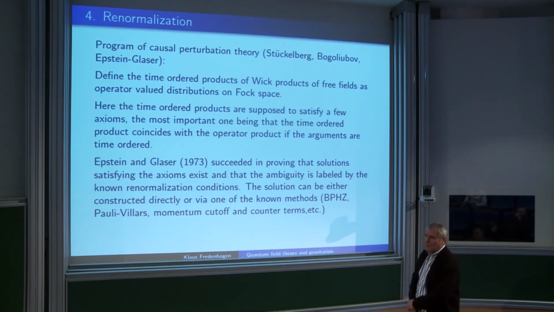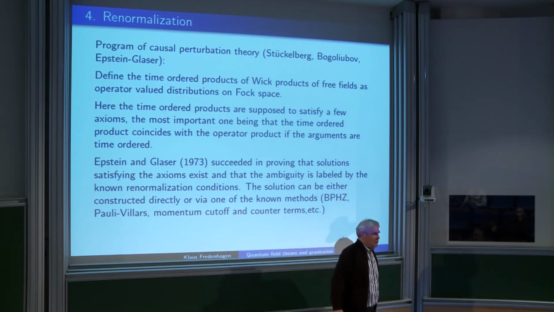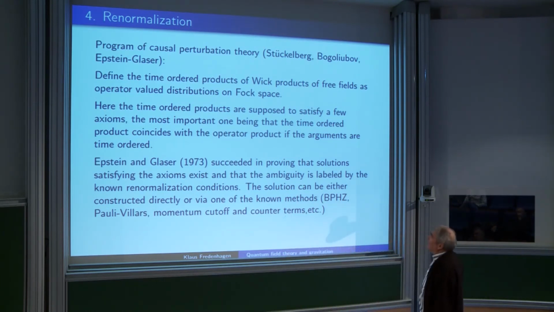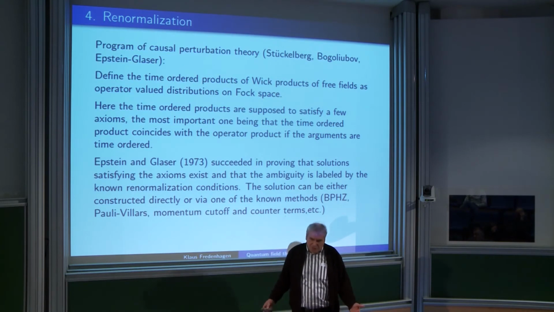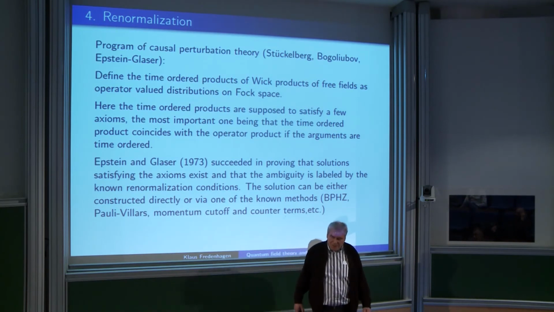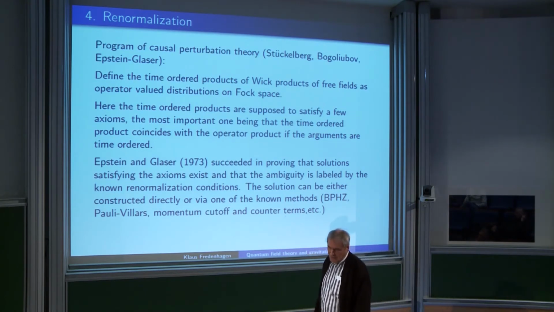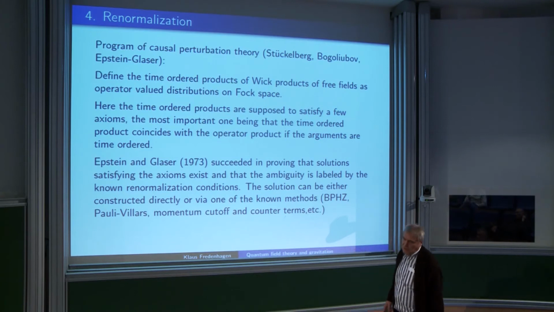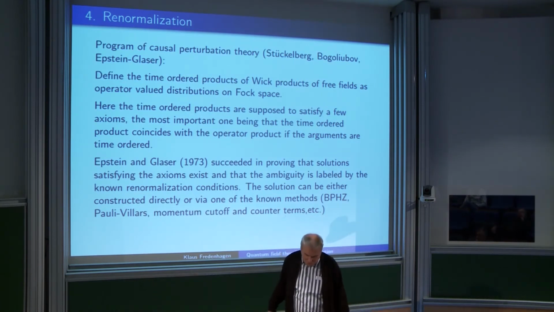Okay, so how is renormalization done? Now, the method is based on the concept of causal perturbation theory as originally proposed by Stückelberg and Bogoliubov, and then worked out in all details by Epstein and Glaser. So the basic idea is that you define the time-ordered products of Wick products of free fields as operator valued distributions on Fock space, and you require that these time-ordered products satisfy a few axioms. And the most important is that the time-ordered product coincides with the operator product if the arguments are time-ordered. So what you would usually require.